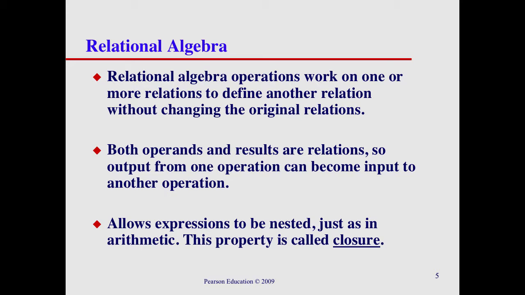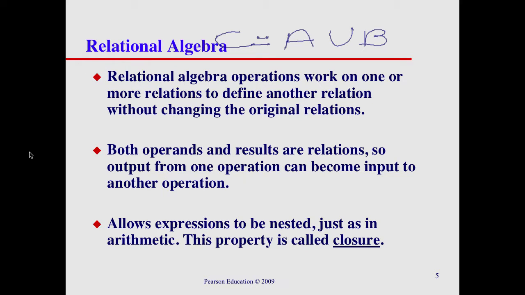So if you do an operation like set union, union relations A and B, it doesn't update either A or B. Instead, it creates an entirely new relation, C. So that's the first point. The second point is that because you are creating relations, the results can be chained.